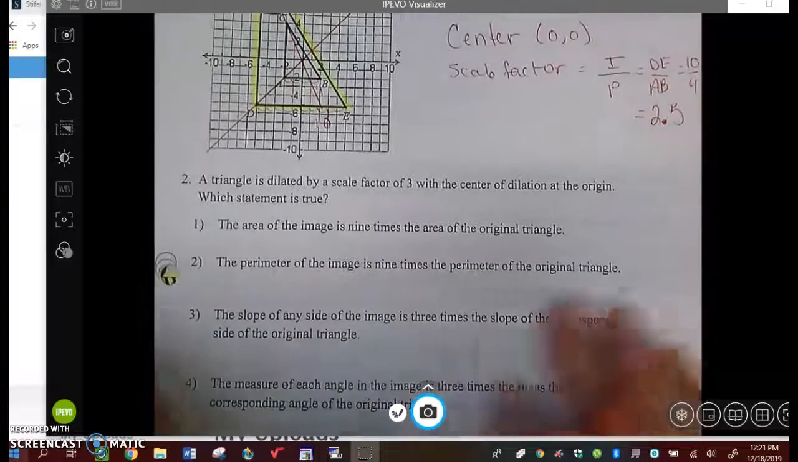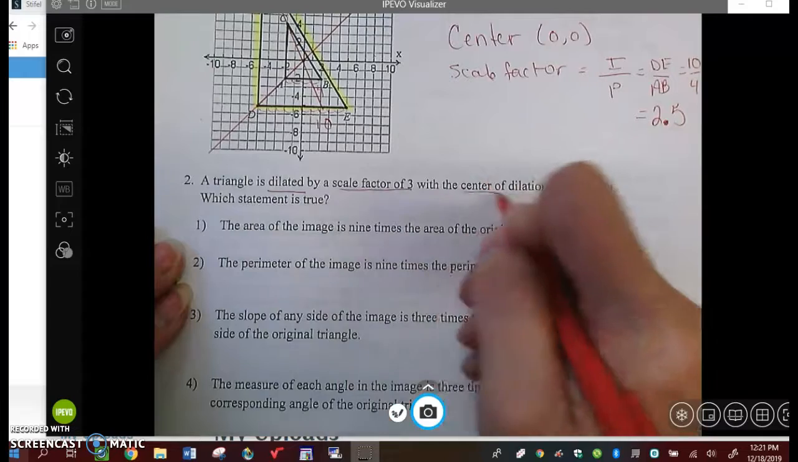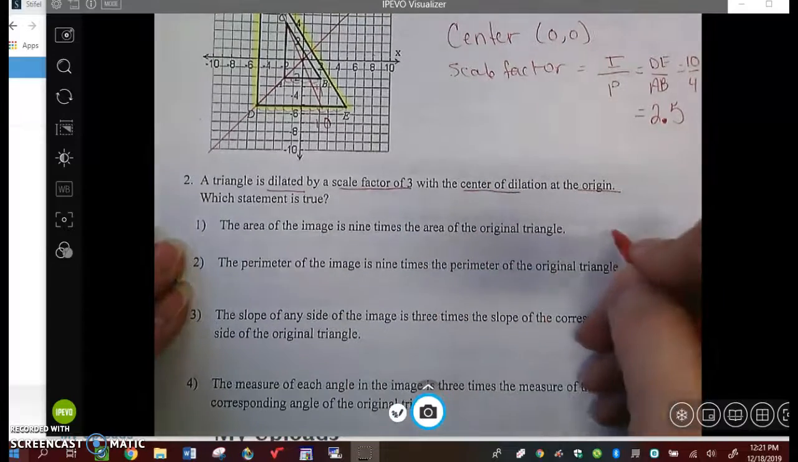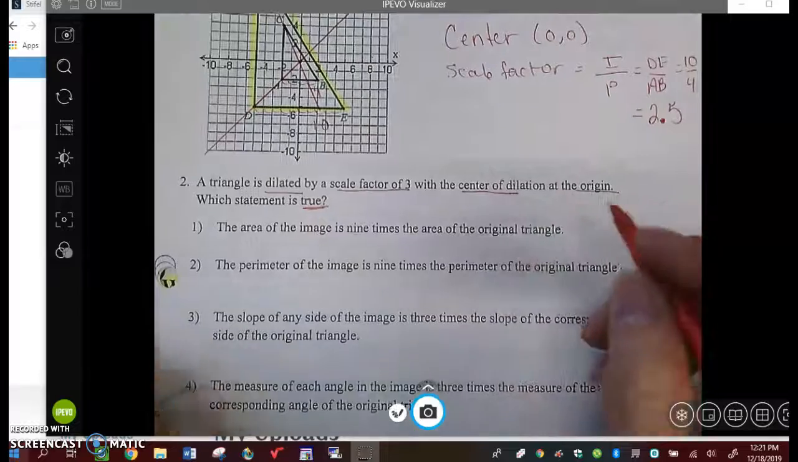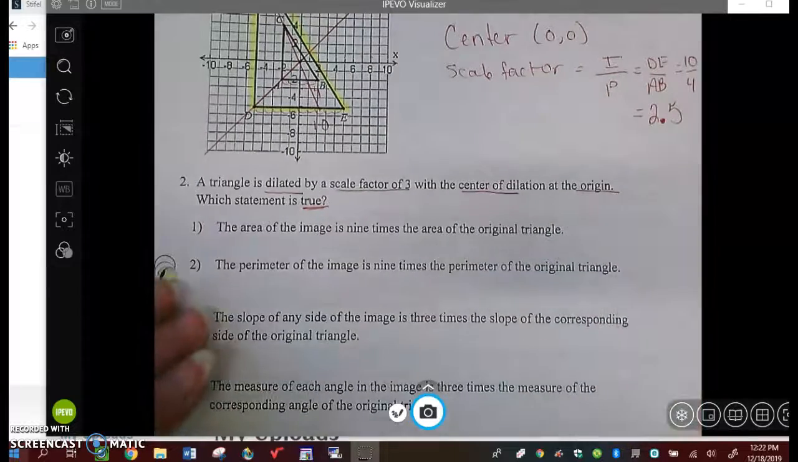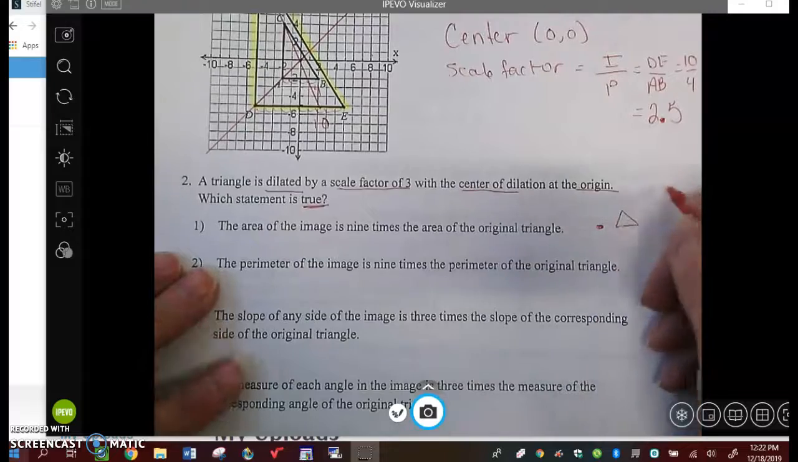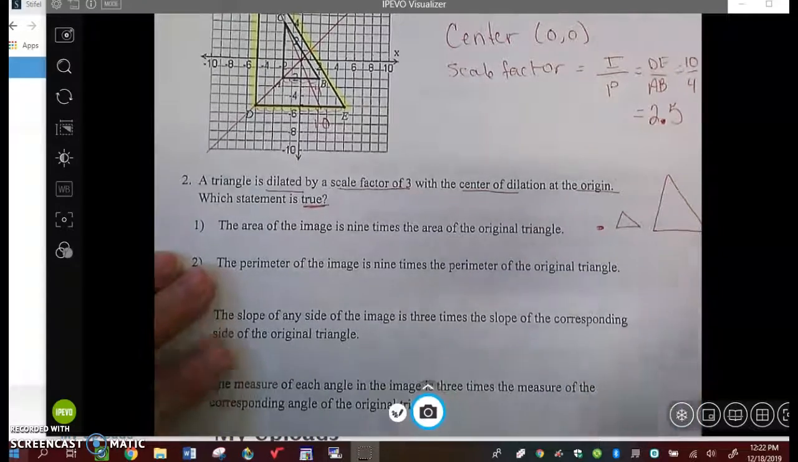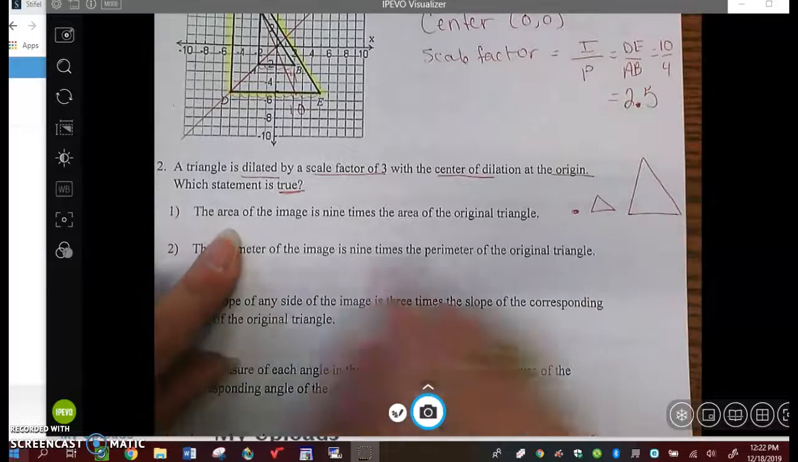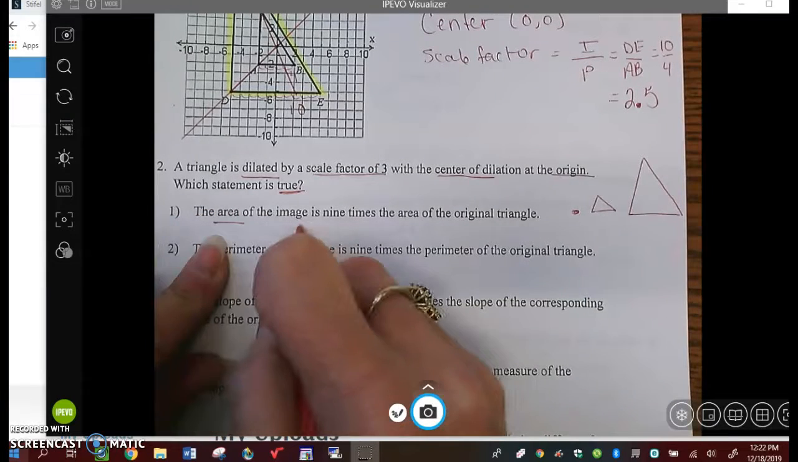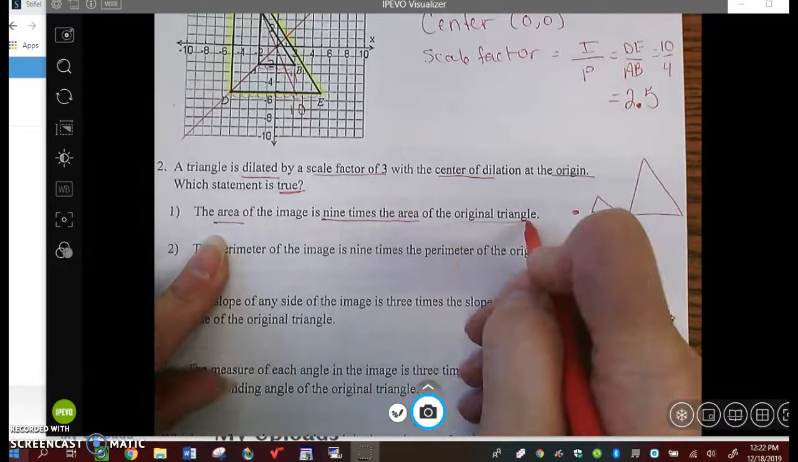All right, number 2. A triangle is dilated by a scale factor of 3 with center at the origin. So I don't have a picture. I want to know which one's true. I need a picture. So here's my origin. Let's say I have a triangle. It's getting 3 times as big. So it's really important you have that visual. All right, let's see. Is the area of the image 9 times the area of the original?